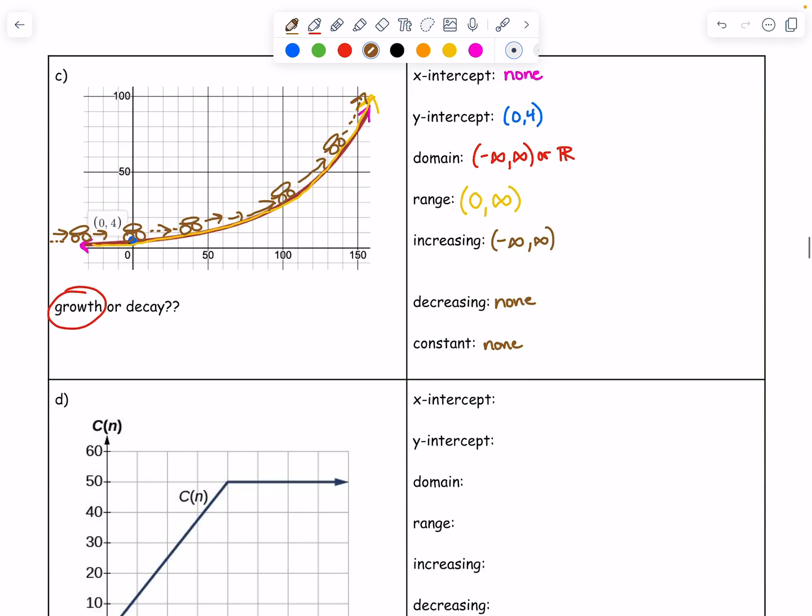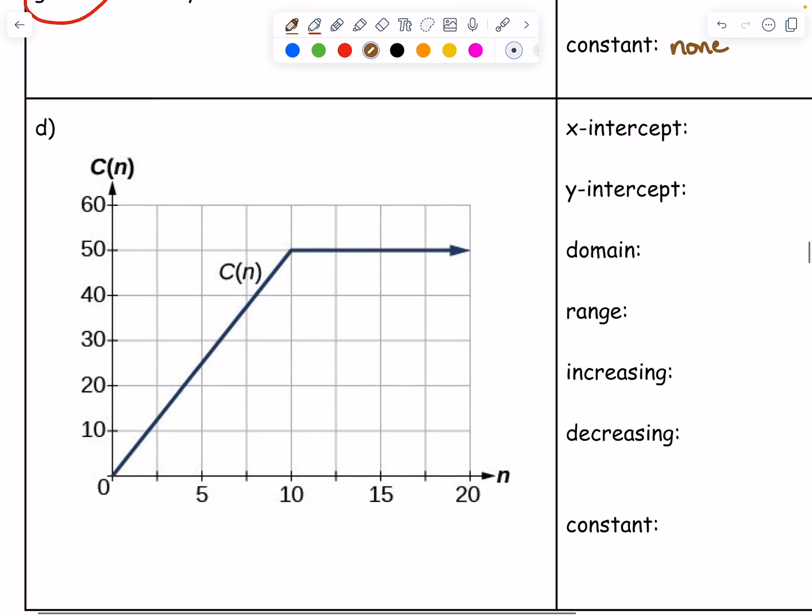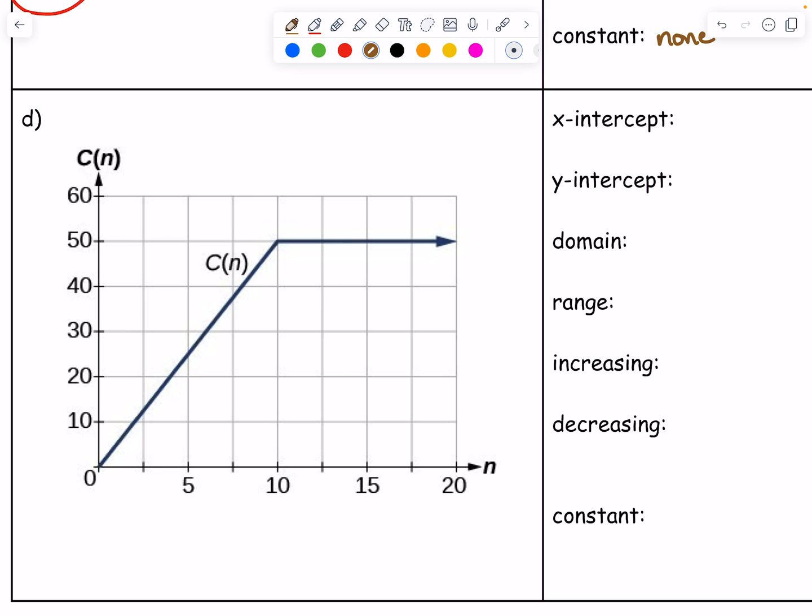Okay, let's look at one more good example. Example D is just a random graph, but we can still pick out all the good things from it. So let's practice. Our x-intercept is always on the horizontal x-axis, and that looks like it's just touching at 0, so let's put (0, 0) for that one. The y-intercept is always on your vertical y-axis, but that looks like it's also just touching at 0, so that's okay. They can be the same value.